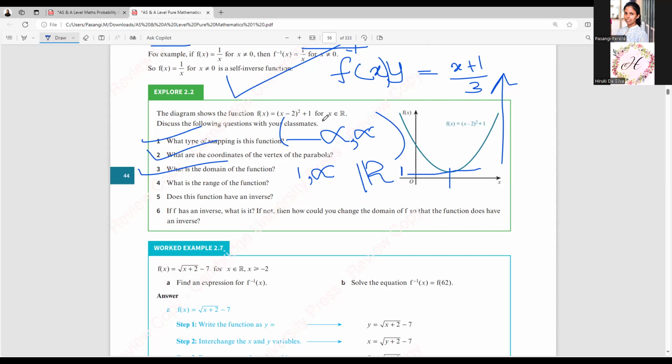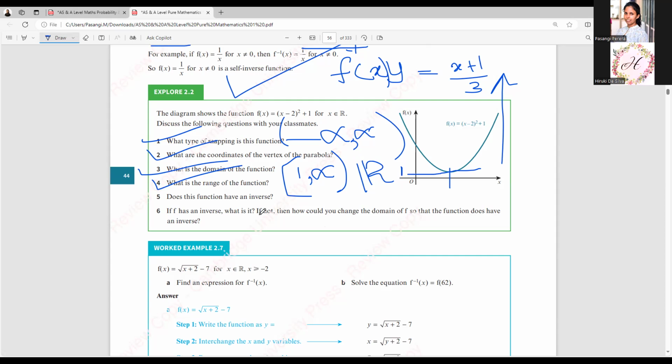And also we need to check whether 1 is a possible value. Yes, 1 is also a possible value, because it touches. So all the y values should be greater than or equal to 1. All the positive values. That's also fine. Does this function have an inverse function? No.